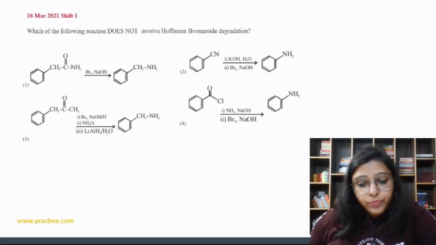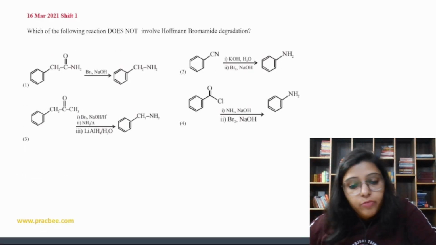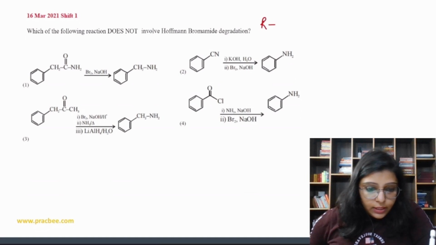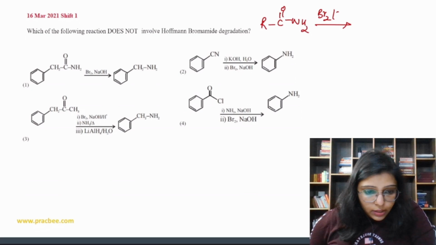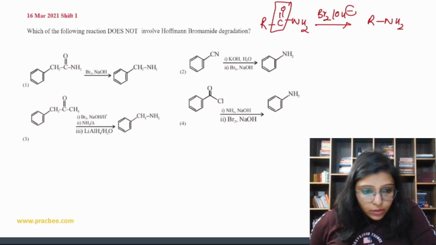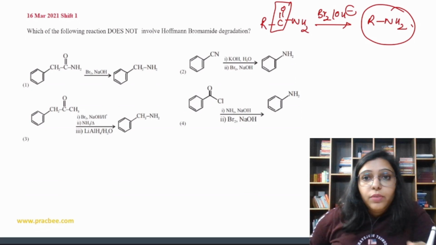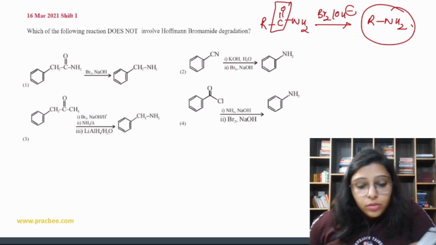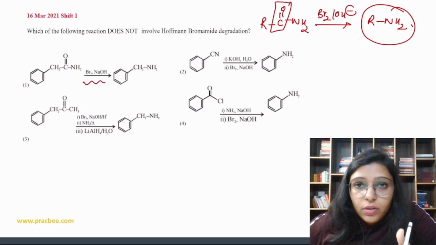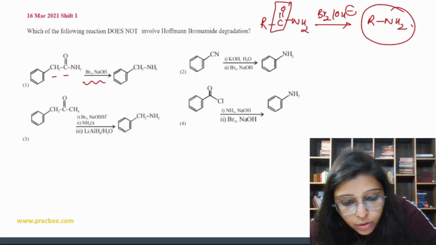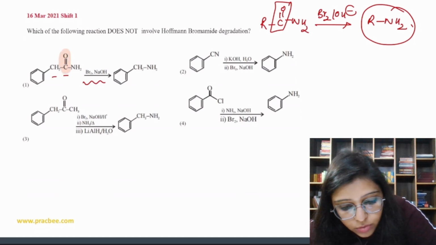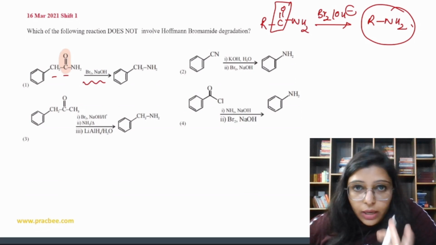Now next question. Which of the following does not involve Hofmann bromamide degradation? In this, R C double bond O NH2, and if we have Br2 and OH-, we have to remove this group and we should be getting this one. So the question says which of the following does not involve it? So see, this involves CH2 C double bond O NH2. So we have to remove this. So this one can involve it.